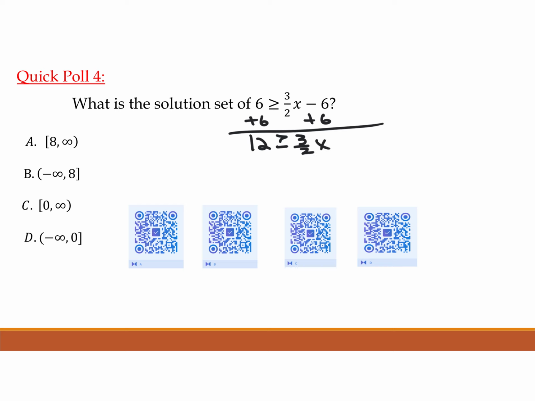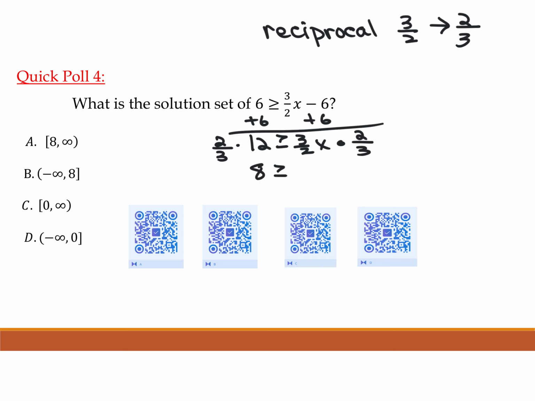When I'm getting rid of a fraction times a variable, I want to do it the easiest way possible. And for me, that is to multiply by what is called the reciprocal. And the reciprocal of a fraction, if you have the fraction 3/2, the reciprocal is going to be 2/3. That means that we are just switching the numerators and denominators. So I'm going to multiply by 2/3. When I do that, I'm going to get 8 is greater than or equal to x.